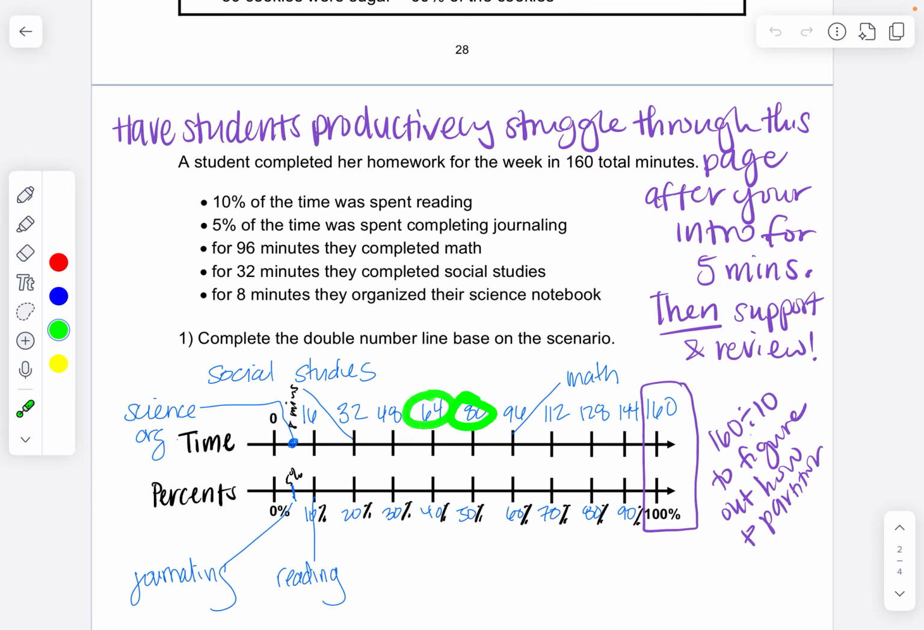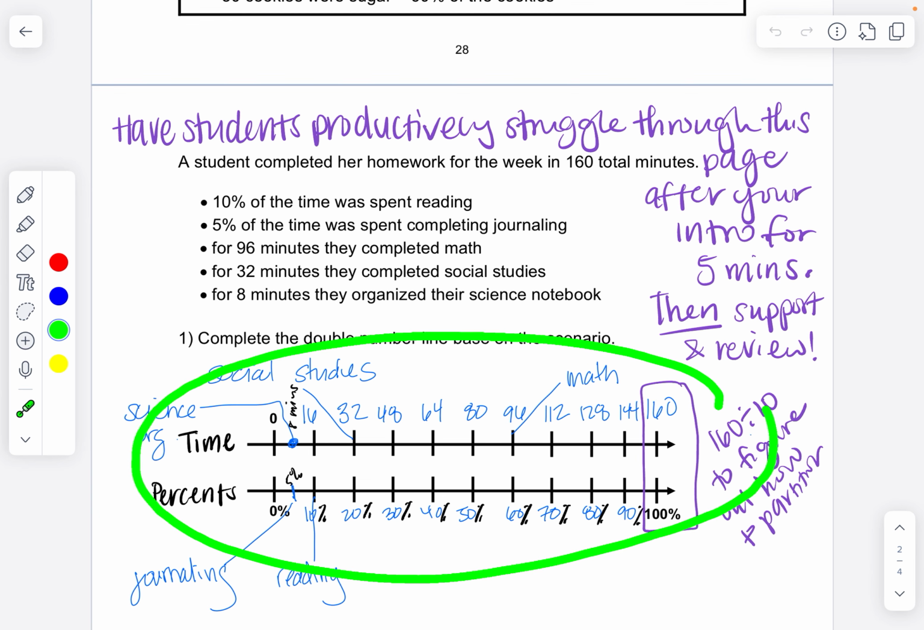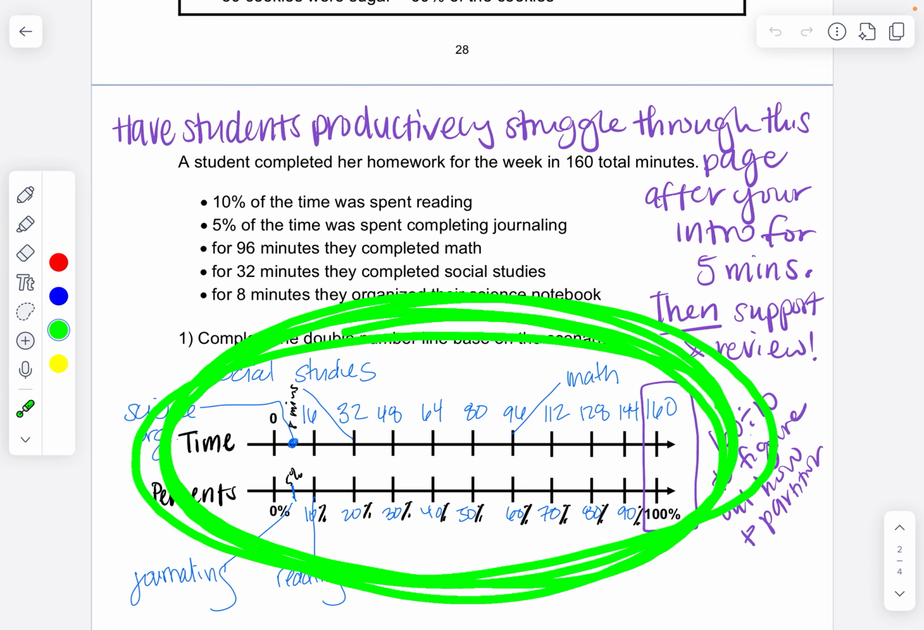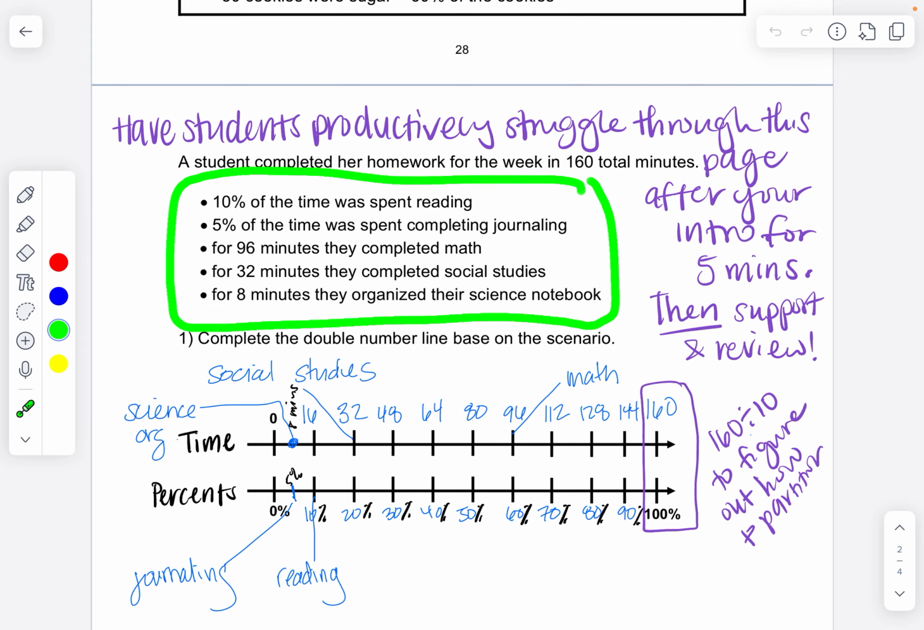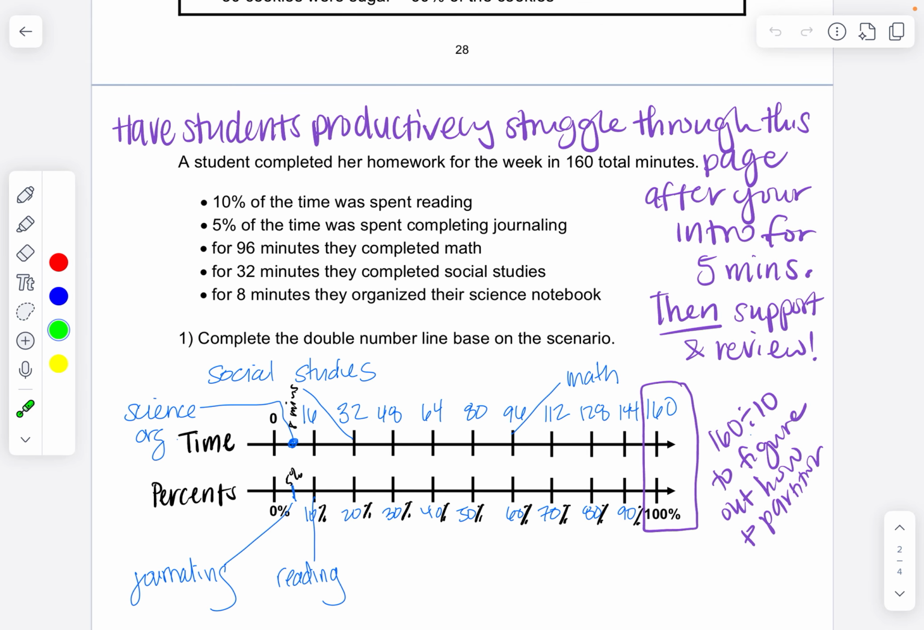Students may struggle with that. Just tell them to do repeated addition, or 16 times 1, 16 times 2, 16 times 3, to figure out that. So the bare minimum is students should be able to get here. Then from there, we can do some work, right? So it says 10% of the time was spent reading. Well, where's 10%? 10% is right here. Okay, that is equivalent to 16 minutes.